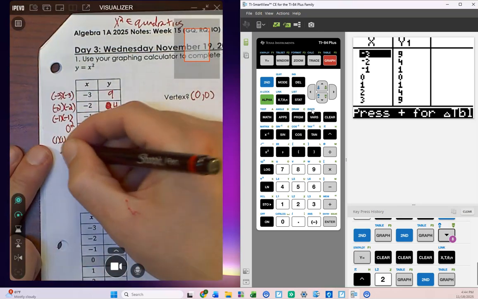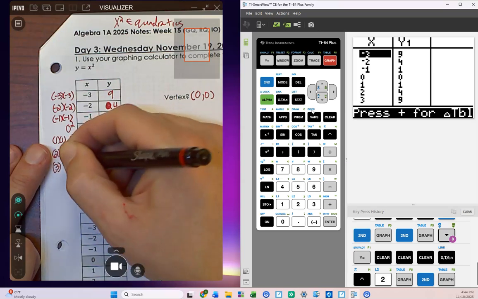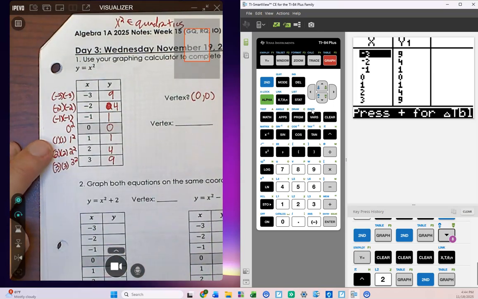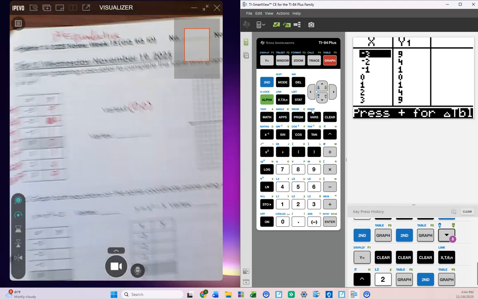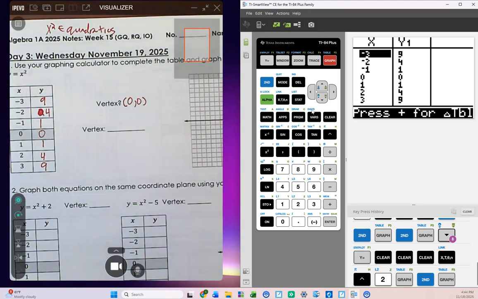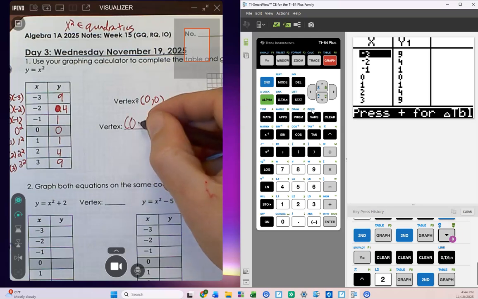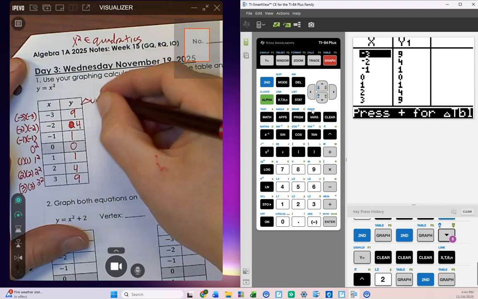It's got symmetry like absolute value. It's just a little different. It doesn't have a constant slope. Okay, so I put vertex twice. Okay, you can see 0, 0. Okay, there's a cool pattern happening here.